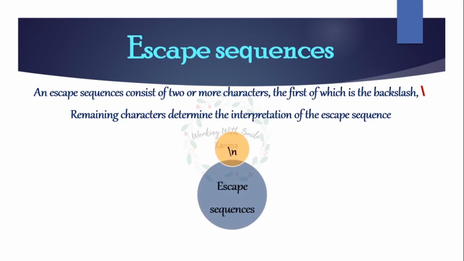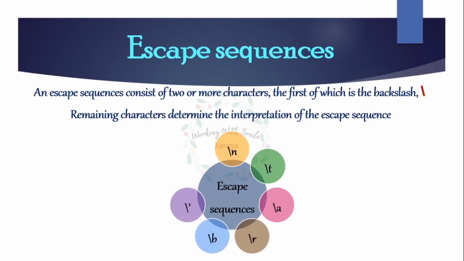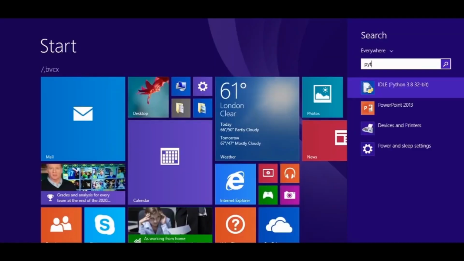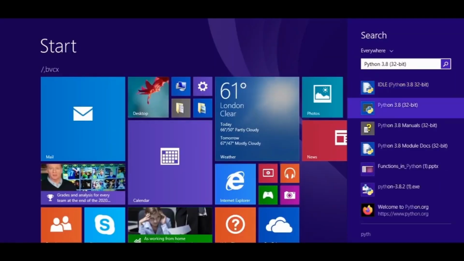This is \n, which is for new line, \t for tab or multiple spaces, \a for an alarm or a bell, \r for carriage return, \b for backspace, \' for displaying single quotes on the screen, and this is \" for displaying double quotes on the screen. Now let's see how they can be used in our Python programs. I'm using command line Python here.